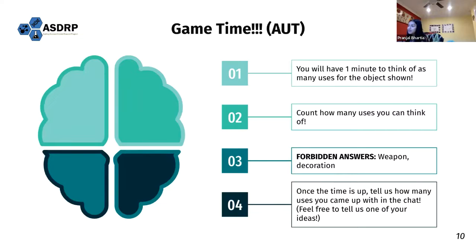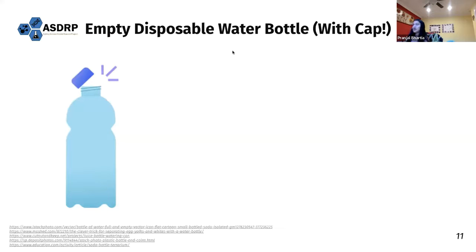Once the time is up, tell us how many uses you came up with in the chat, and feel free to tell us one of your ideas. Okay, your time starts now. So your object is an empty disposable water bottle with a cap.